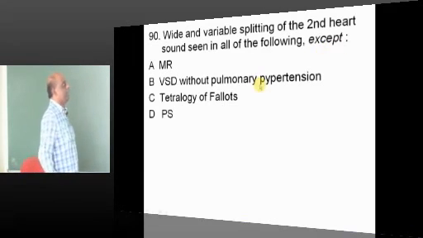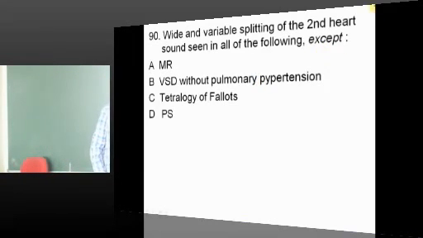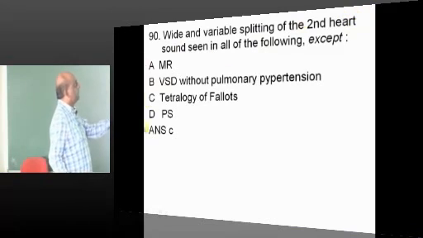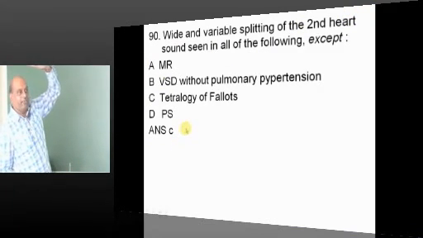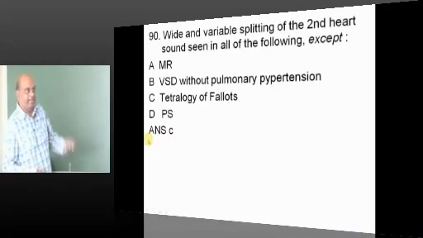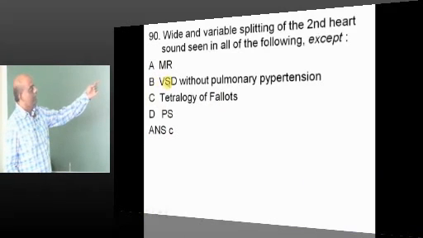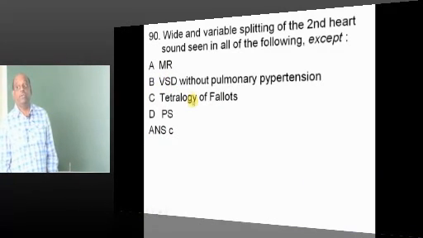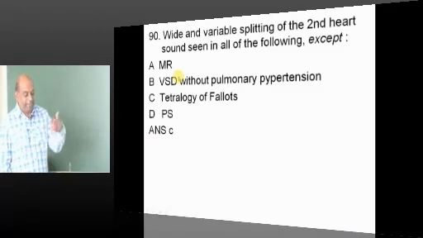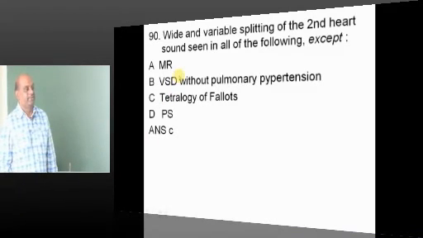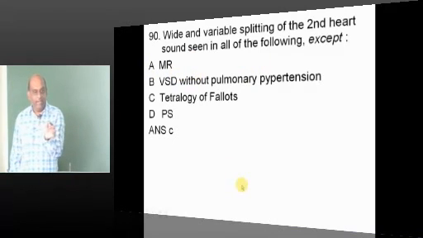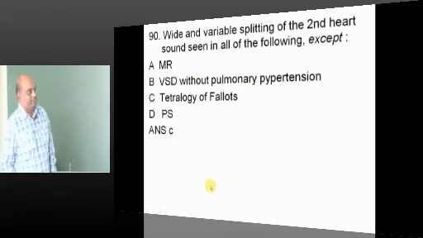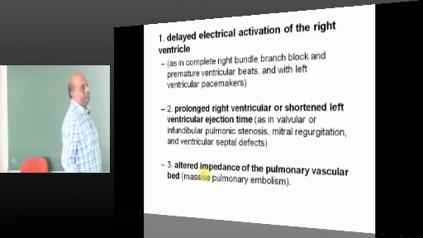Okay, what is the alternative answer? Pulmonic stenosis, there is a delayed pulmonic valve closure, that also will widen the split. In Tetralogy of Fallot, what happens? There is no aortic component, only the pulmonic component, a single heart sound. So that is the reason it does not lead to widening. Rather it is heard as a single sound. So that's the reason TOF is the answer.